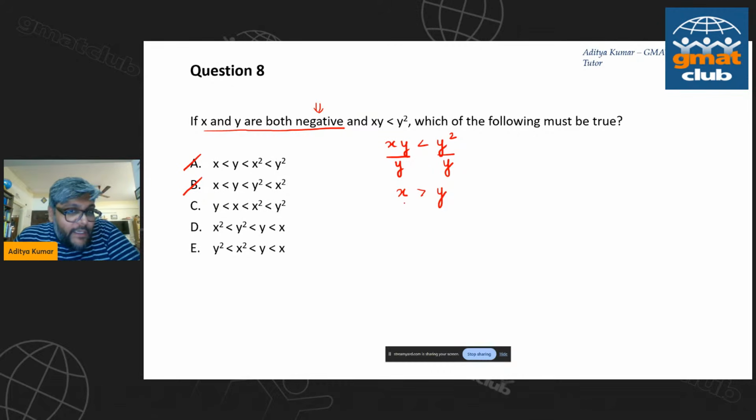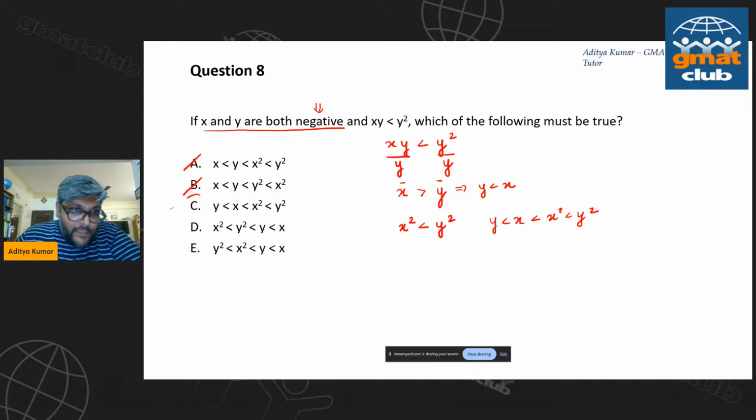And now I see, okay, they're giving me x square and y square. And I know both sides are negative. So if I square both sides, the inequality sign has to flip. So x square will be less than y square. And I also know that x square and y square, since x and y are both negative, have to be positive terms. They have to be bigger than x and y. So I know x is greater than y and x square is less than y square. So if x is greater than y, I can say y is less than x. And then I know x square is less than y square. So y should be less than x, is less than x square, is less than y square. C. That is my answer.